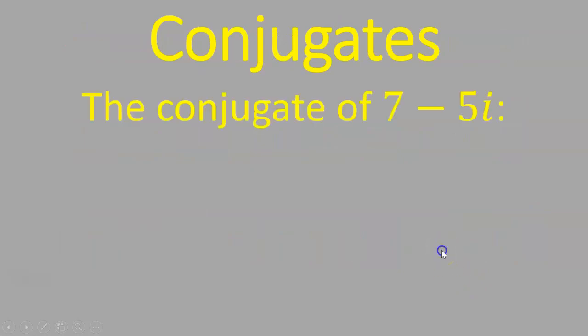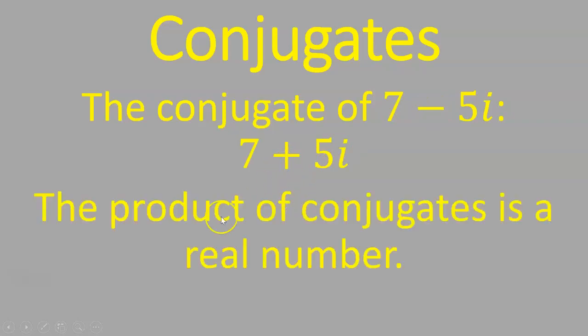Conjugates are designed to get rid of i if you want to. And we'll see an example of this later, but the conjugate of 7 minus 5i is simply 7 plus 5i. Okay, you just change the sign in the middle. If you were to multiply 7 minus 5i and 7 plus 5i, which we'll do in a future video, it gets rid of the i for you. Okay, so that's a conjugate, something to keep in mind.